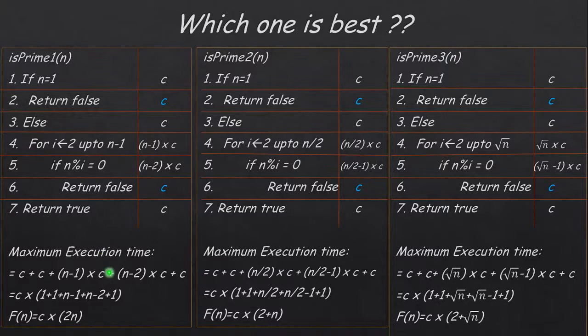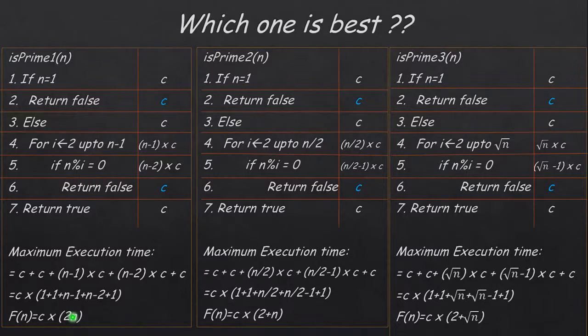When this algorithm takes maximum execution time, line number 6 and line number 2 will not be executed. Why? Because this algorithm takes maximum execution time when n is prime. When n is prime, line 2 will not be executed, and also line 6 will not be executed. So this is how I find the maximum execution time in terms of n.